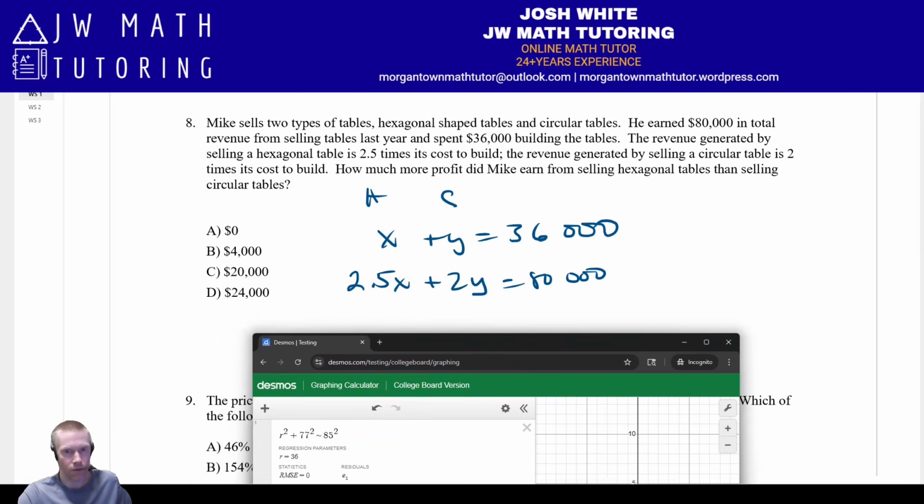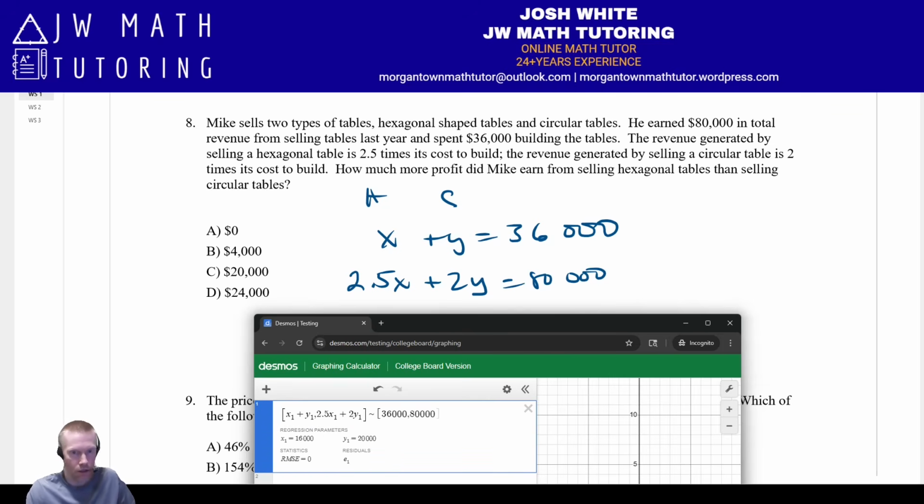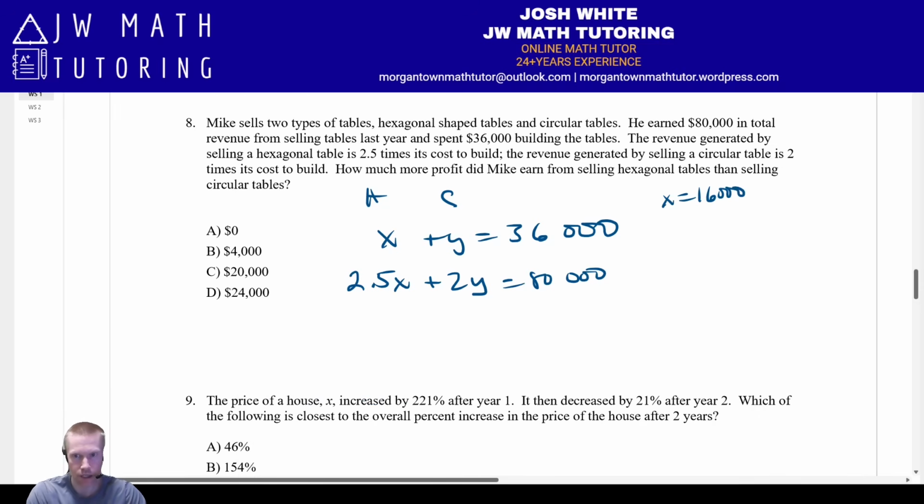Now, because the numbers are quite large, I'm just going to solve this using regression rather than graphing it out. All right, so there are the values. X equals 16,000, Y equals 20,000. So that's how many he built to basically get these values for total cost and for total revenue.